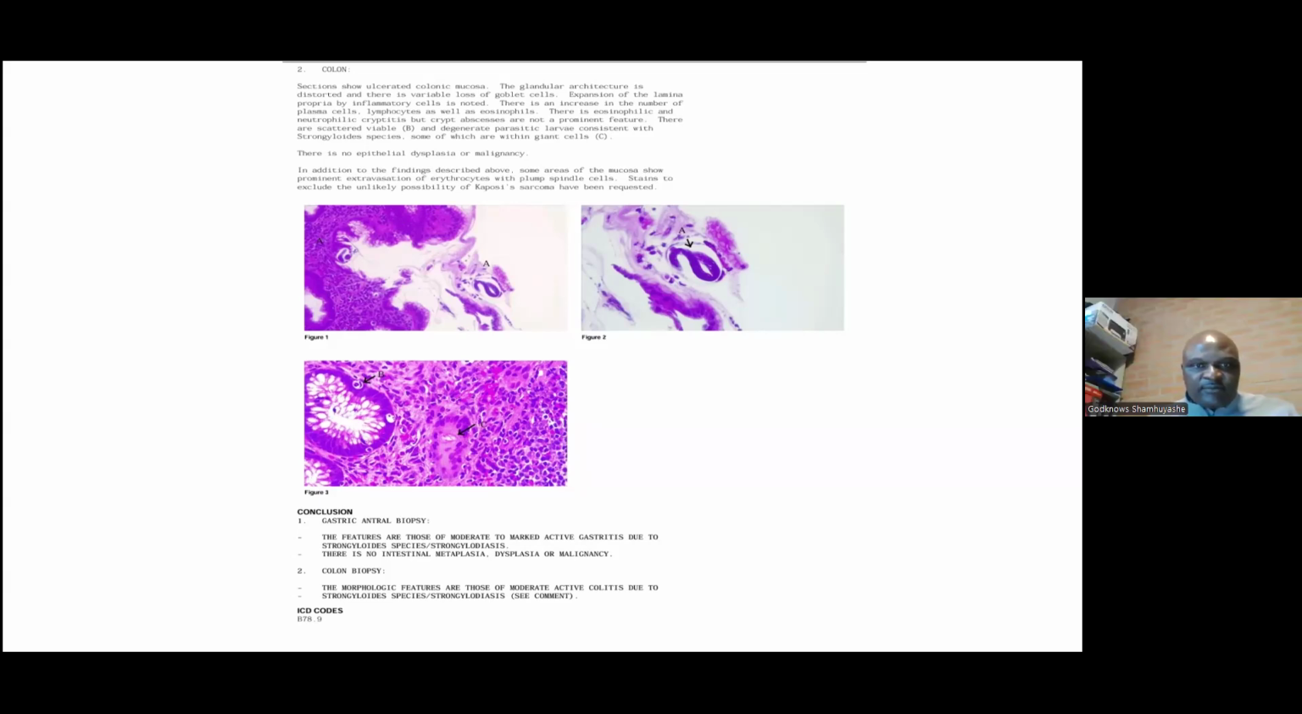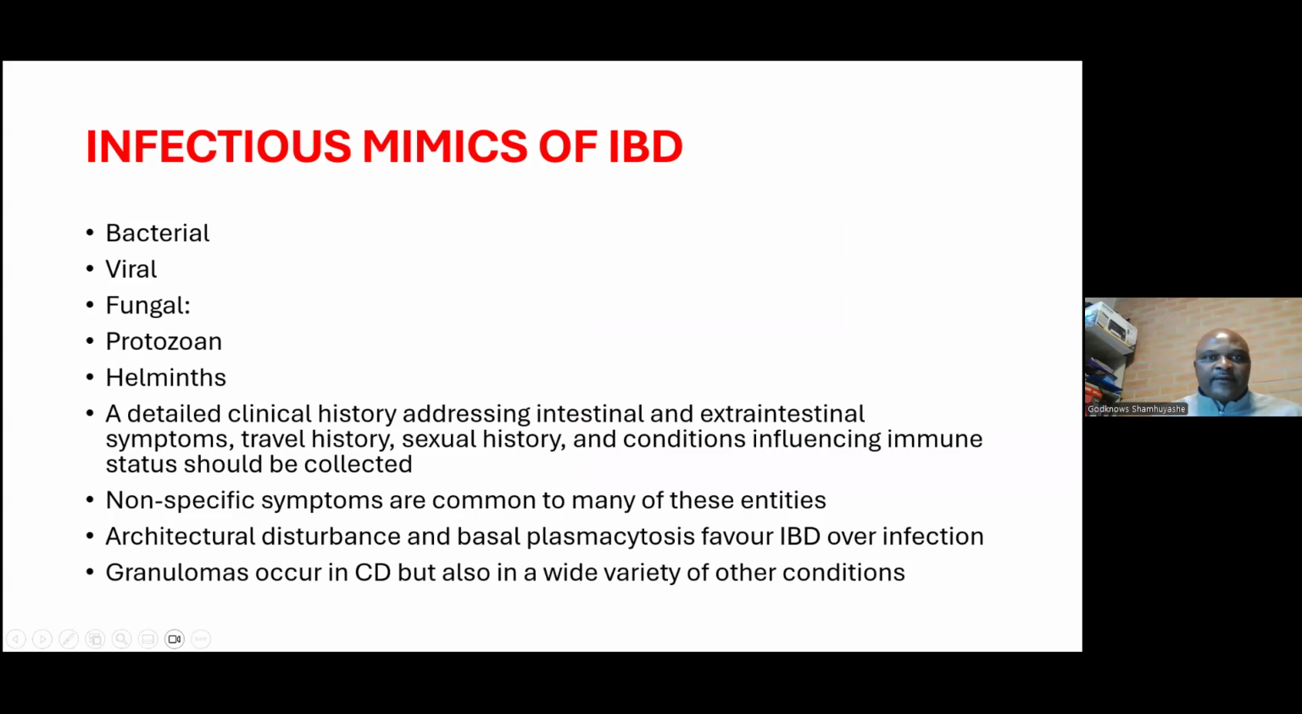So in conclusion, from the gastric antral biopsy, the findings were those of moderate to marked active gastritis due to Strongyloides species, or strongyloidiasis, with no intestinal metaplasia or dysplasia. And on the colonic biopsy, the morphological features were those of moderate active colitis due to Strongyloides species, or strongyloidiasis. Okay, all right. So these were the blood findings and also the histological findings of the specimens which were sent. So I'll move on to infectious mimics of IBD.